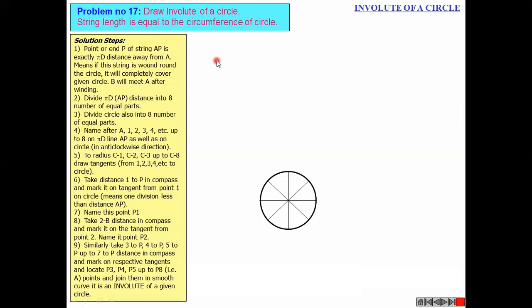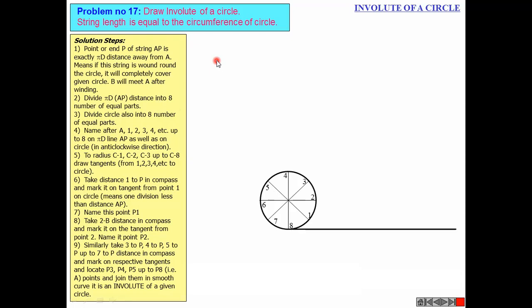So the first step is to generate the circle of given dimension. Then divide that circle into equal parts, say for example 8 parts. Right now we will divide it into 8 parts. Give them numbers accordingly, starting from 1 to 8 as shown in the figure.